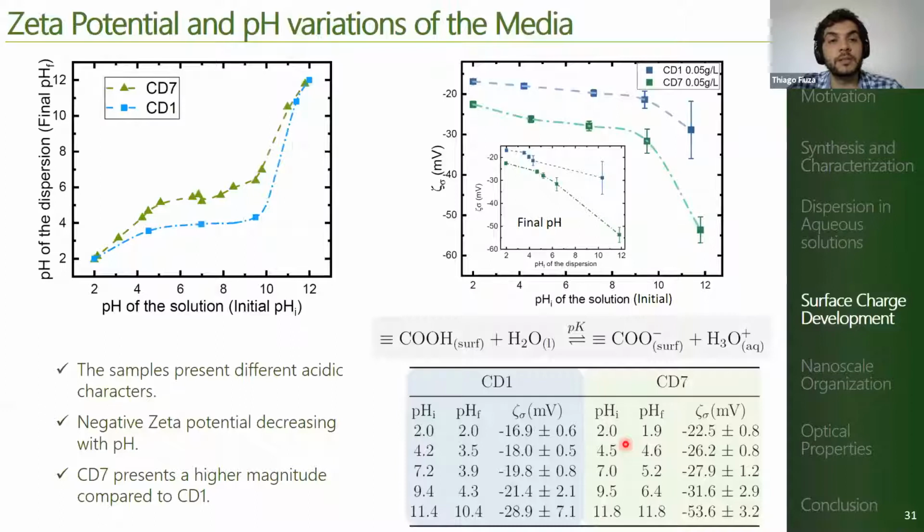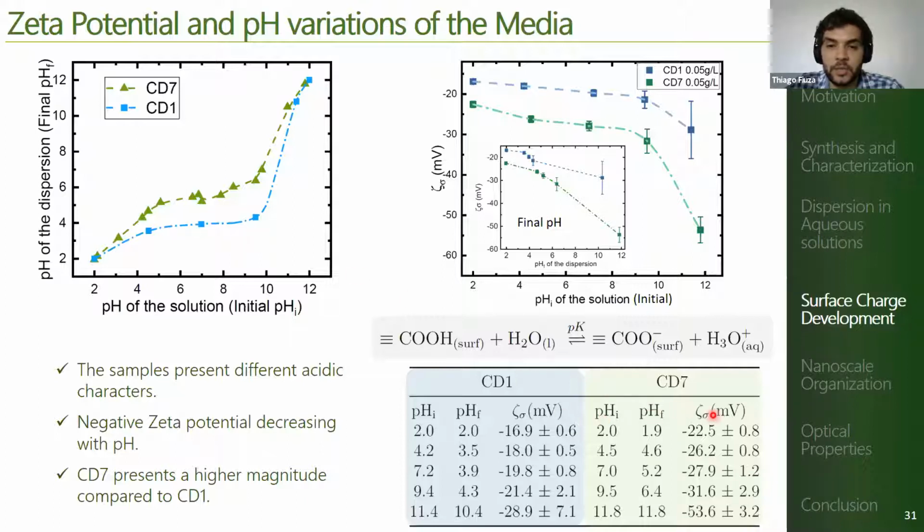So in order to understand what is playing in this stability, we did surface charge measurements, in which we did zeta potential, and we also tracked the pH of the solution after the addition of the NCDs. As you can see here, the solution pH is actually changed by the addition of the nanodots, as the CD1 sample has a more acidic character, while CD7 has a less acidic one, close to where the buffer plateau here is close to 5.5, and here is close to 4.